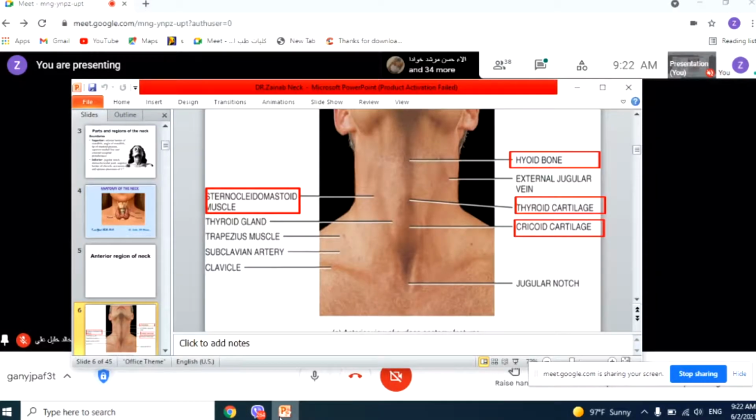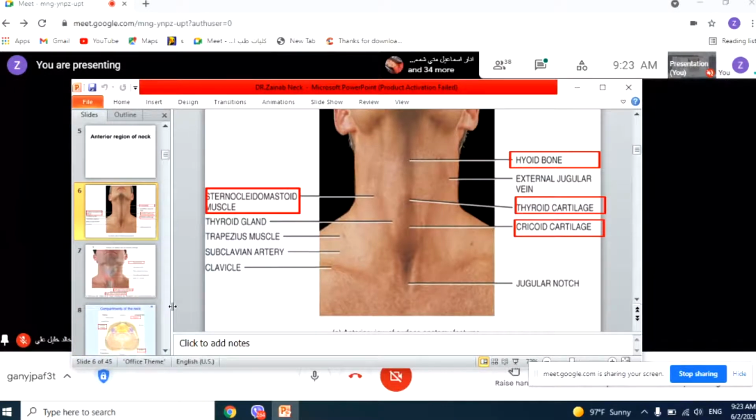This is the surface anatomy of the neck. We have the hyoid bone, we have the thyroid cartilage, we have the cricoid cartilage, and the important one, the sternocleidomastoid muscle, is the muscle from the lateral aspect of the neck. Okay, I put the important things in the red box. So the red box structures are very important for the final exams.